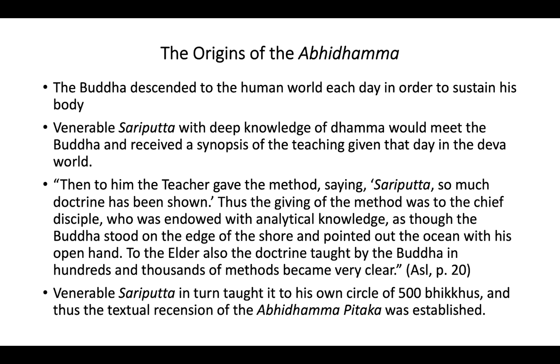Having learned the Dhamma, Sariputta, in turn, taught it to his own circle of 500 pupils. And thus, the textual recension of the Abhidhamma Pitaka was established. To the Venerable Sariputta is ascribed the textual order of the Abhidhamma treatise as well as the numerical series in the Patthana.